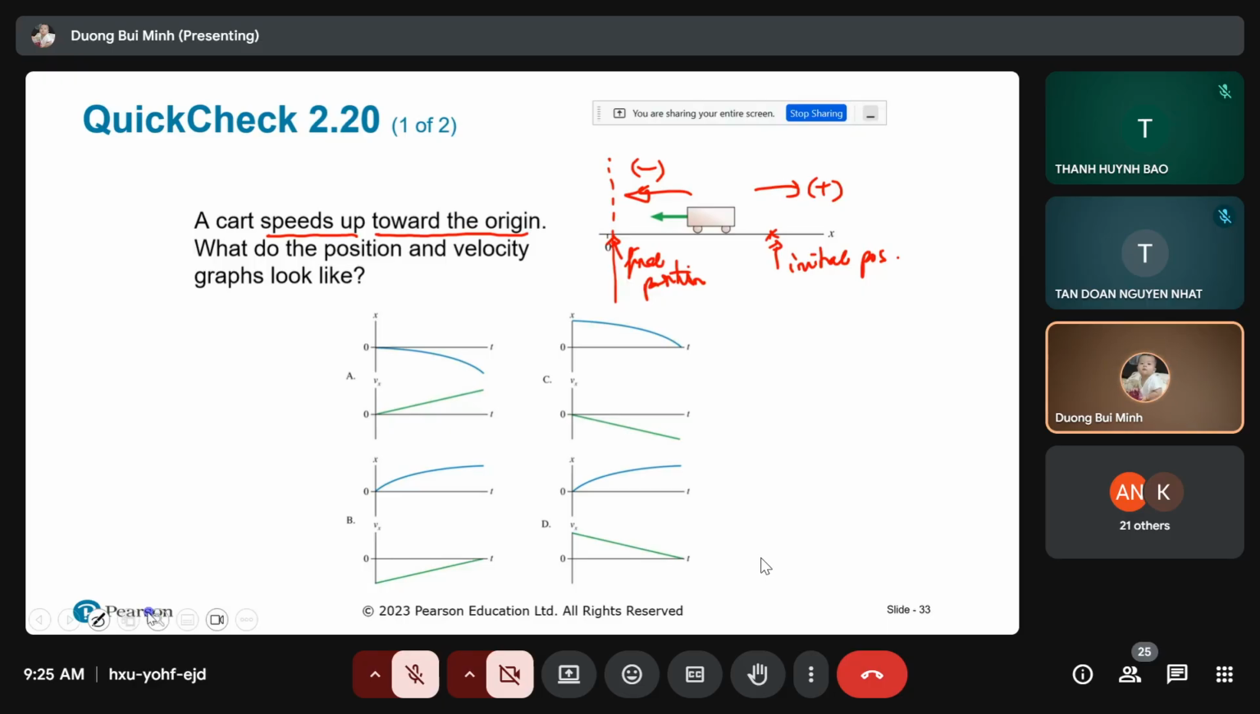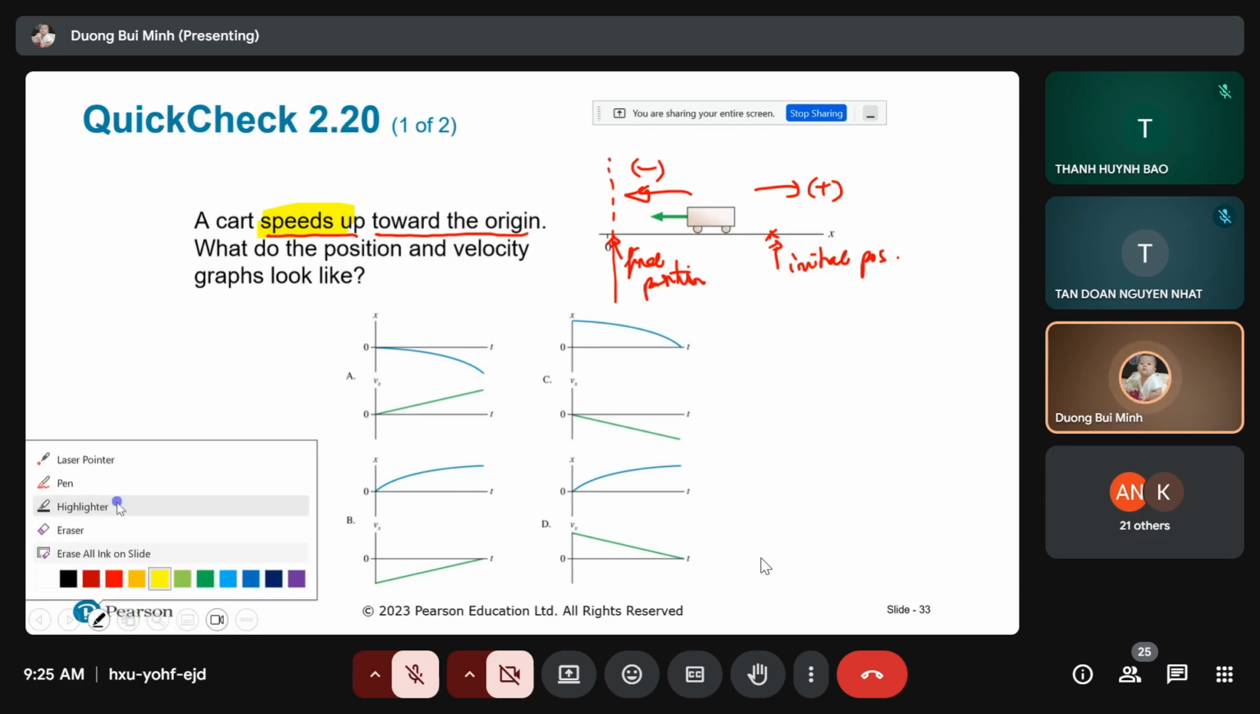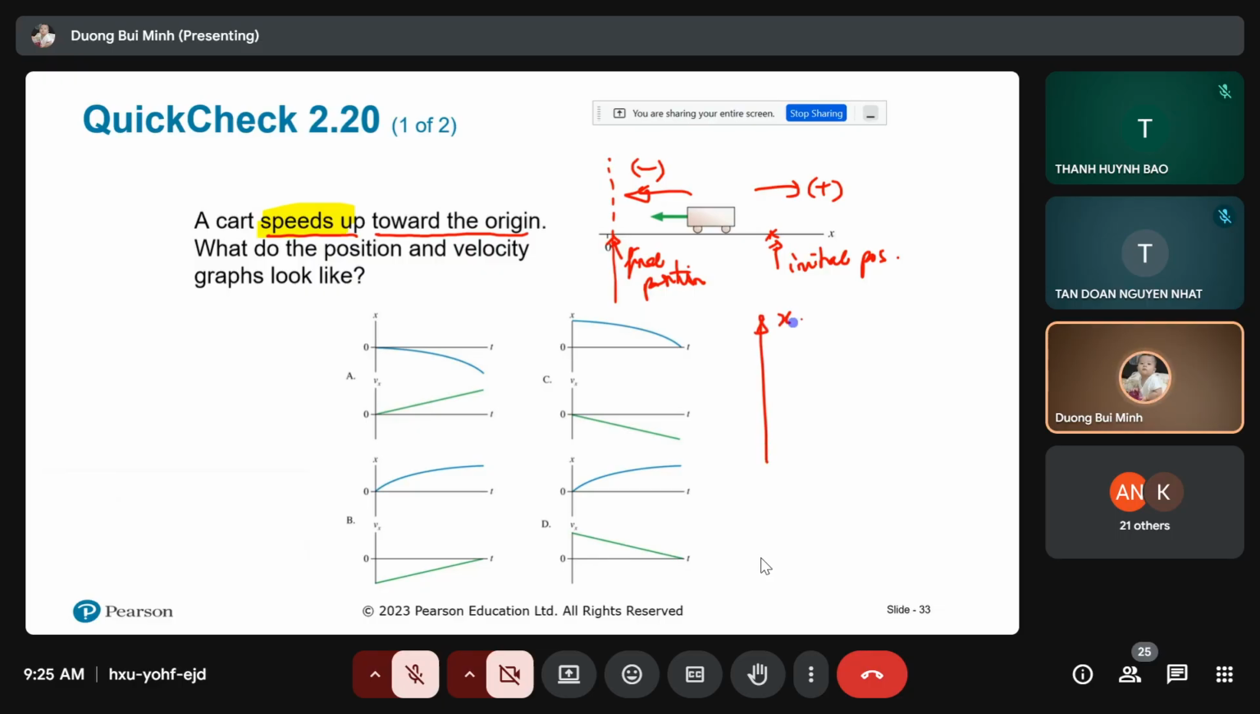And remember, the car will speed up. Speeding up means the absolute value of the velocity will increase. Now you can draw the curve. This is x, this one is t, this one is x, this one is t. But now the initial point is here and the final point here. So here you get ti, here tf, here ti, here tf.